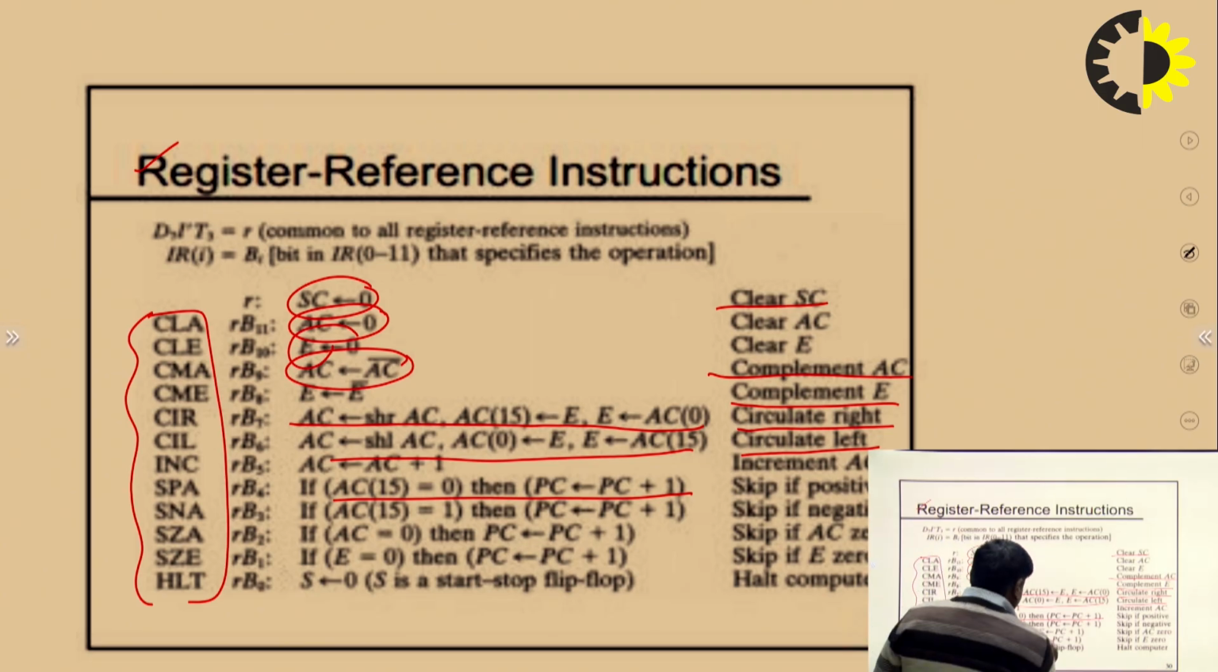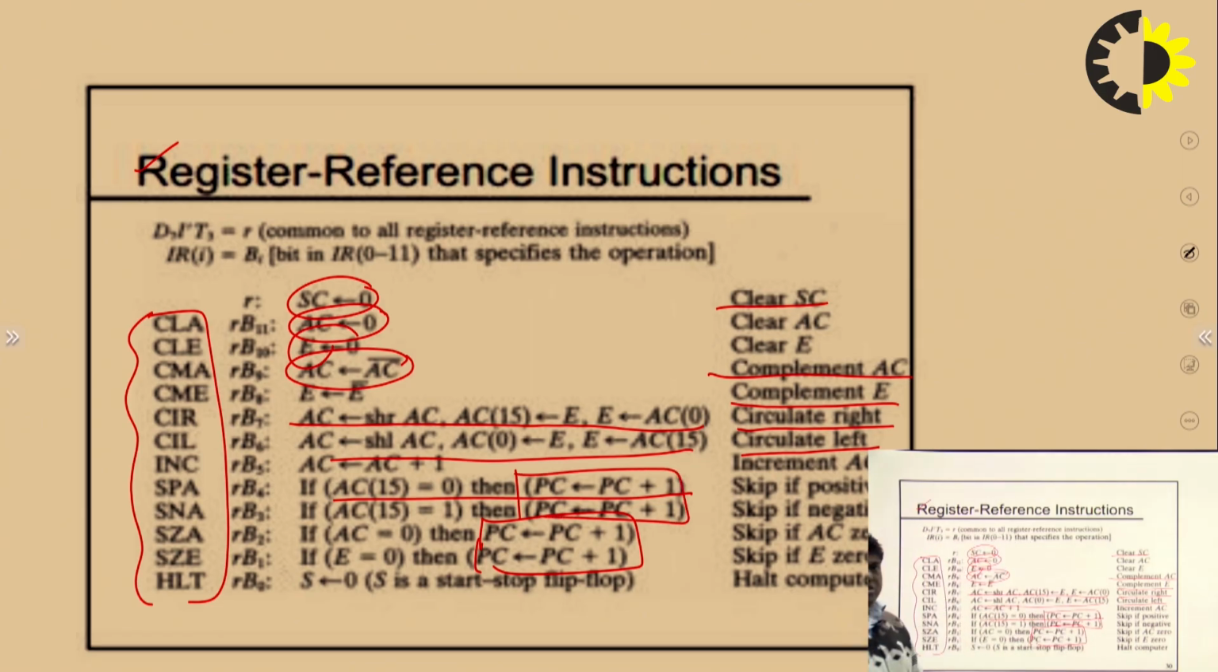Now in every process, you can just say that PC is equal to PC plus 1. So this is the behavior of the PC. After execution, PC must be incremented, that is PC is equal to PC plus 1.